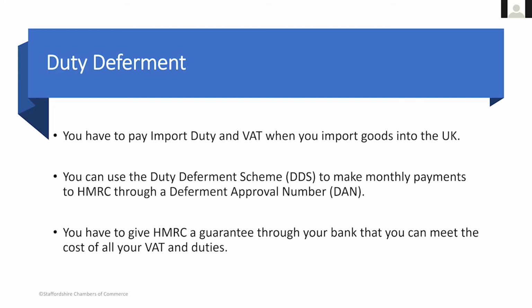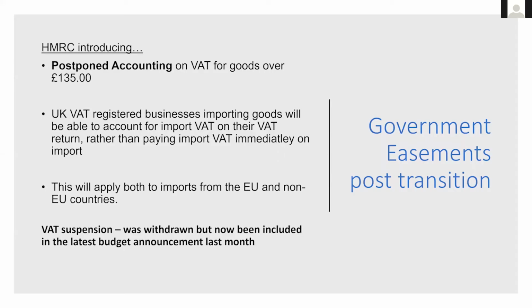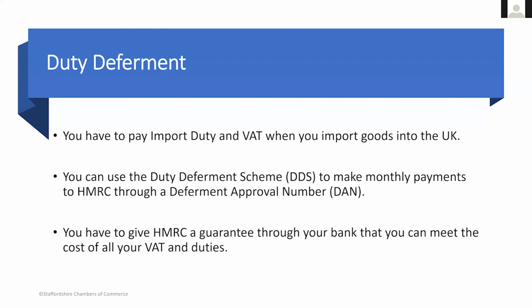At the moment, you can apply to HMRC to use the Duty Deferment Scheme, or the DDS, to make monthly payments to HMRC through a Deferment Approval Number, a DAN. You have to give HMRC a guarantee through your bank that you can meet the cost of all your VAT and duties. The level of deferment account must be sufficient to cover your actual duty and VAT liability for 1 calendar month. So you really need to monitor this because your imports could fluctuate.